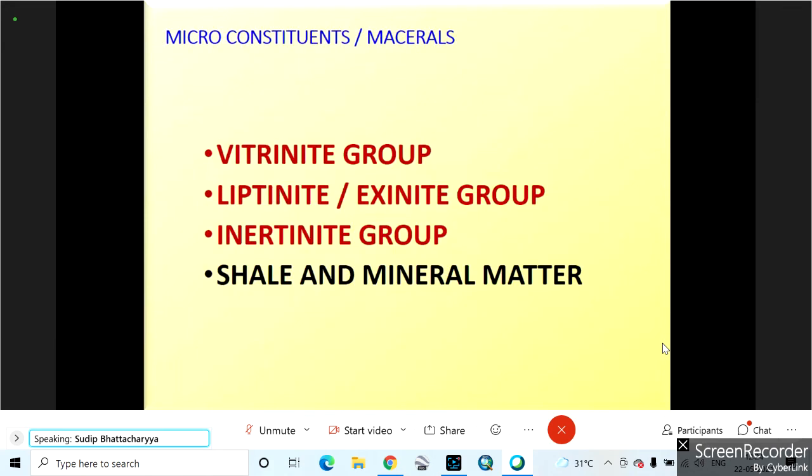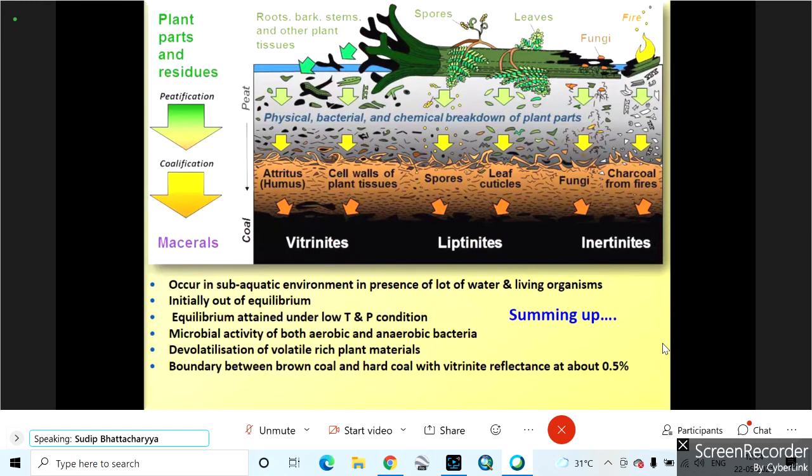So, vitrinite, liptinite, inertinite and mineral matter: these micro constituents are there. Just summing up, what are vitrinite, liptinite and inertinite? In this diagram you can see a tree that has fallen down and decomposed. After petrification and coalification, it will give the maceral. All the tissue cells of the stem and the roots, when decomposed, will give you vitrinites.